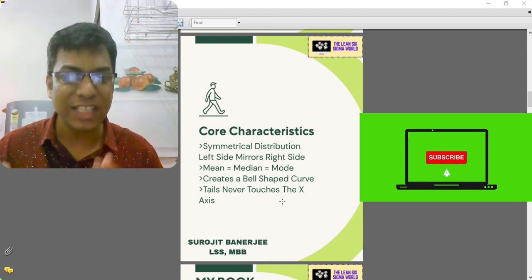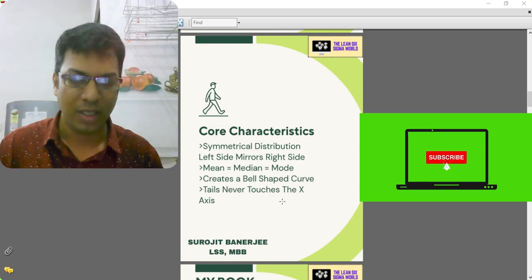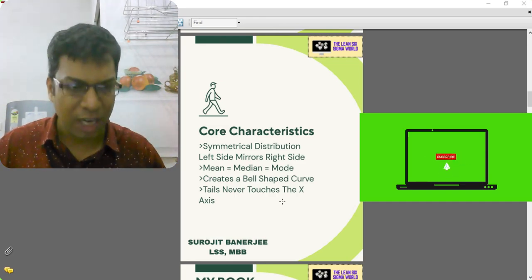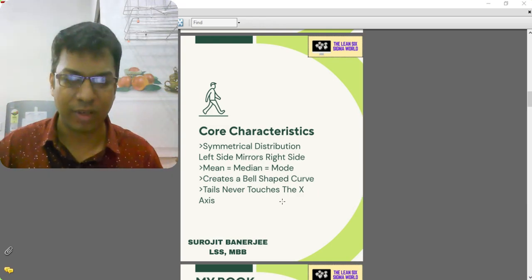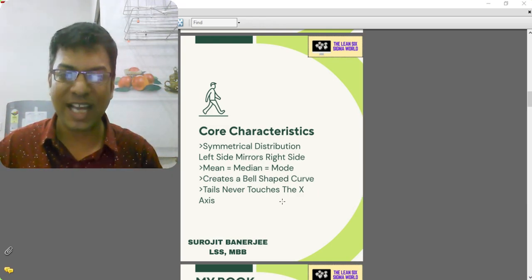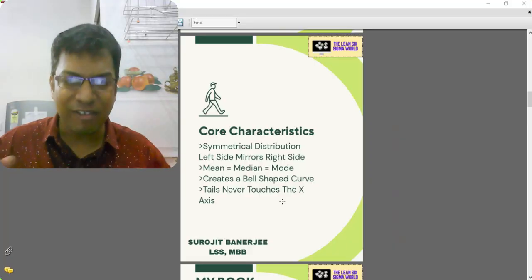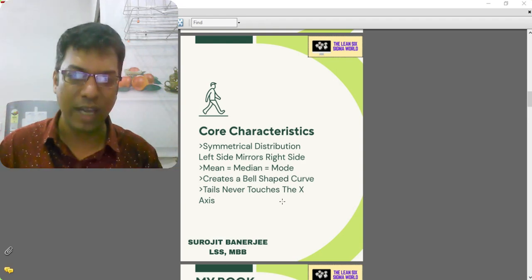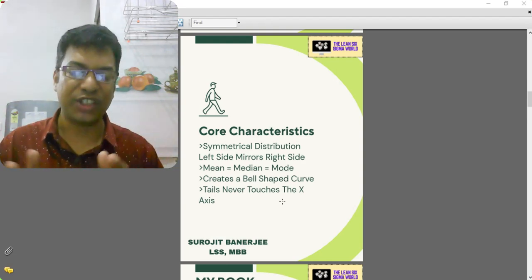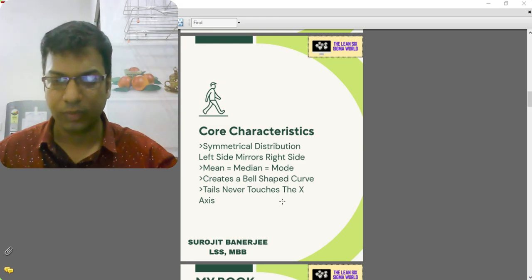Okay, so it creates a symmetrical distribution. Second point is mean is equal to median equal to mode. Third point is it creates a bell shape. That's what is called a bell shaped curve. And the fourth point is that the tail never touches the x-axis. It will never meet the x-axis. Okay, so these are the characteristics of the normal distribution.